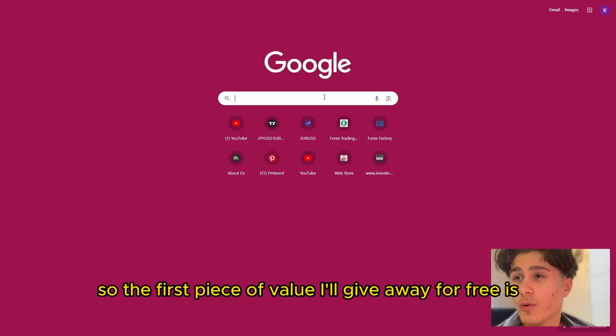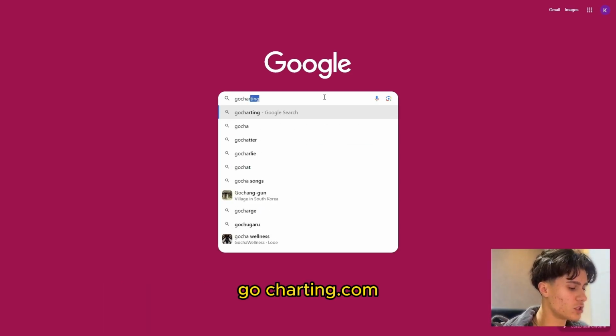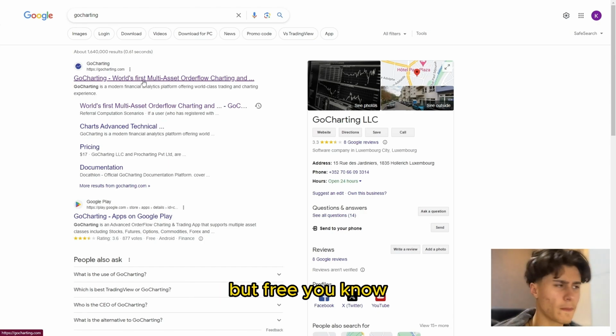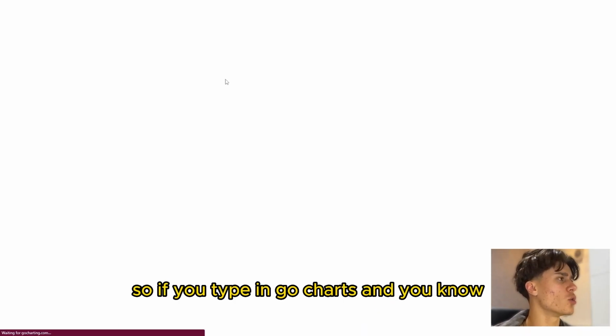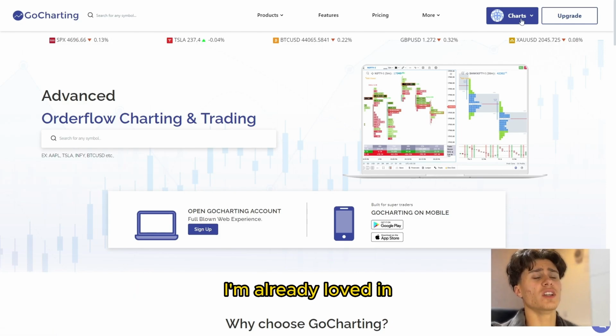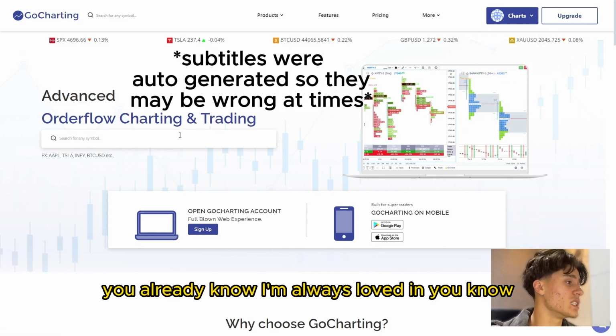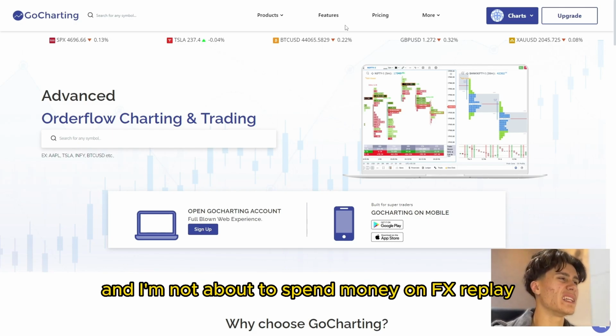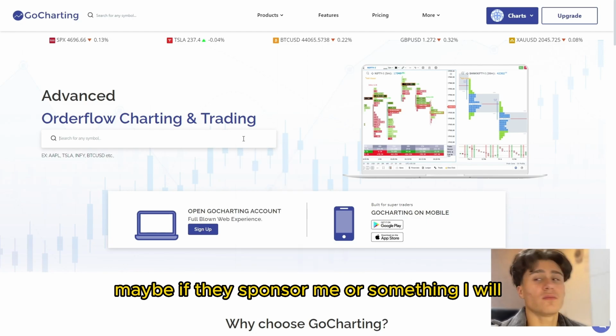So the first piece of value I'll give away for free is GoCharting.com. This is basically TradingView's replay feature, but free. If you type in GoCharting, I'm already logged in. I use this because it's free, and I'm not about to spend money on FX replay. Maybe if they sponsor me, I will.